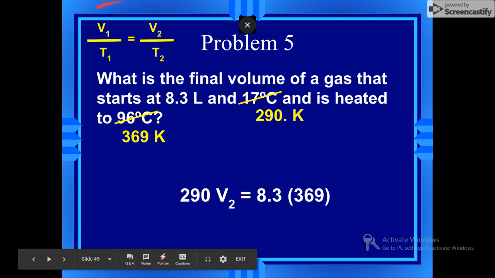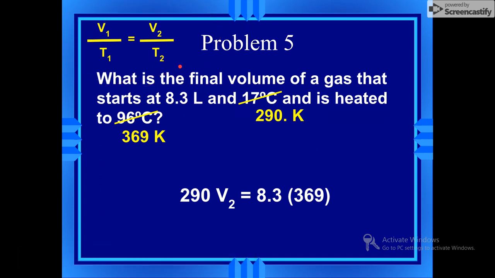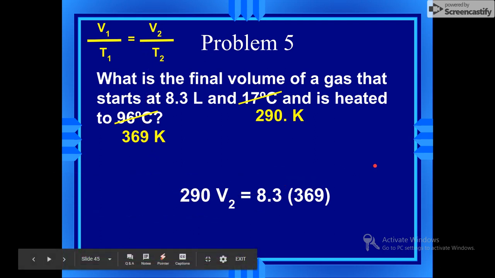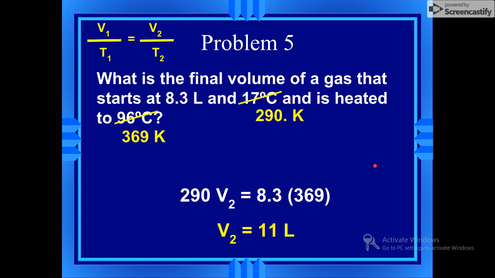We'll use this equation, V1 divided by T1 equals V2 divided by T2. Because we are solving for V2, that breaks down to T2 times V1 equals V2 times T1. I may have just said that wrong. Anyway, you get an equation that looks like this. We are solving for V2, so we're going to divide both sides by 290, and you'll get that your V2 equals 11 liters.